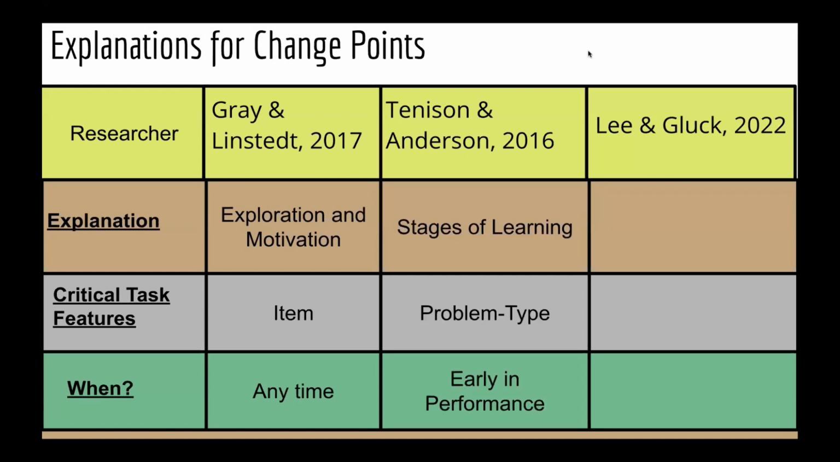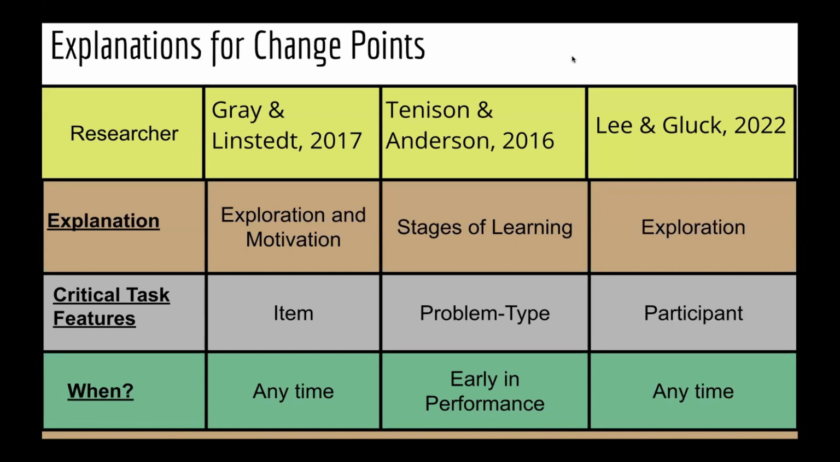A second explanation given by Tenson et al. is that change points are inferred due to memory consolidation. Tenson argues that individuals progress through three unique stages of learning. From this explanation, inferred change points are thought to depend on the problem's content and whether information can be consolidated, and should primarily be inferred early on in performance and decrease over time as information is consolidated into procedural memory.